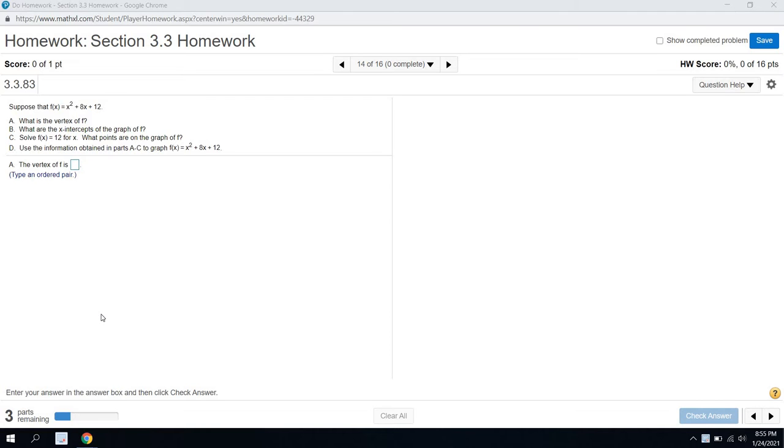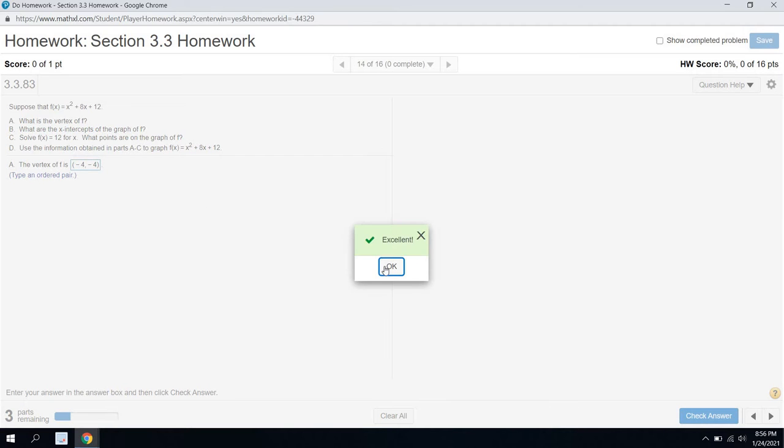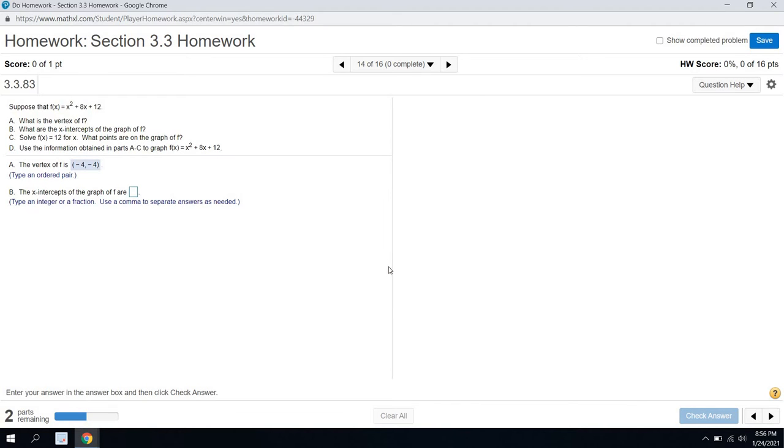And the first thing they ask is what's the vertex. So you've seen me in other videos work that out. If you complete the square, the vertex is going to be at -4, -4 it looks like. So I completed the square by adding the 16 in and subtracting the 16. And it's going to tell me I did a good job there.